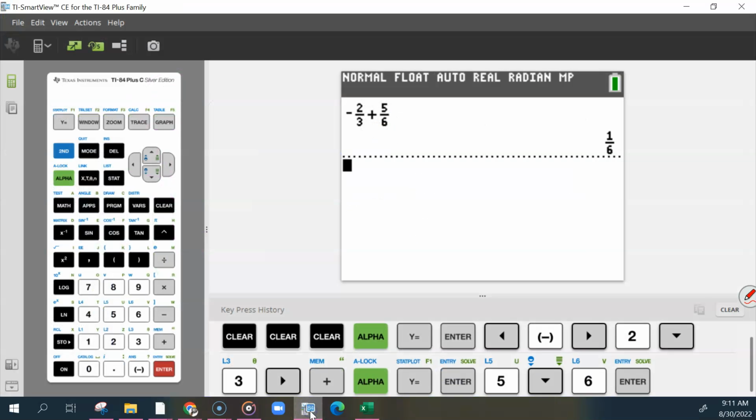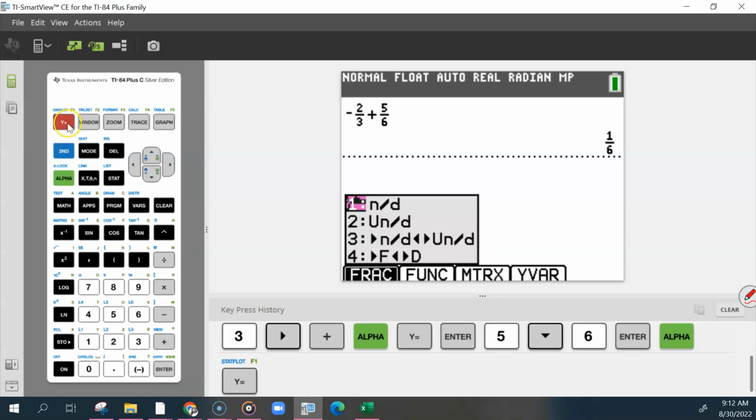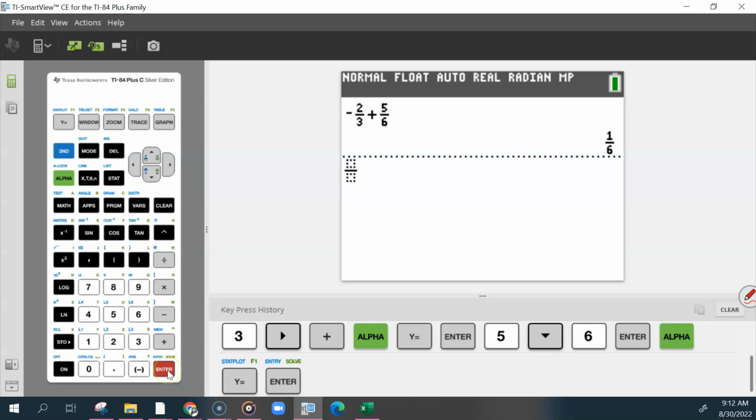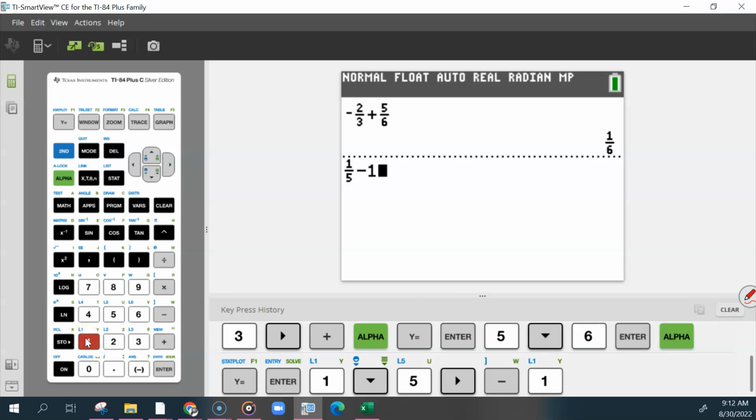1/5 minus 1. Alpha y equals. Go into the first one or hit enter. Put in your fraction. You can use your arrows to move around. You need the right arrow to come out of it. And then after you have everything in there, hit enter, and it will give you the most simplified fraction.